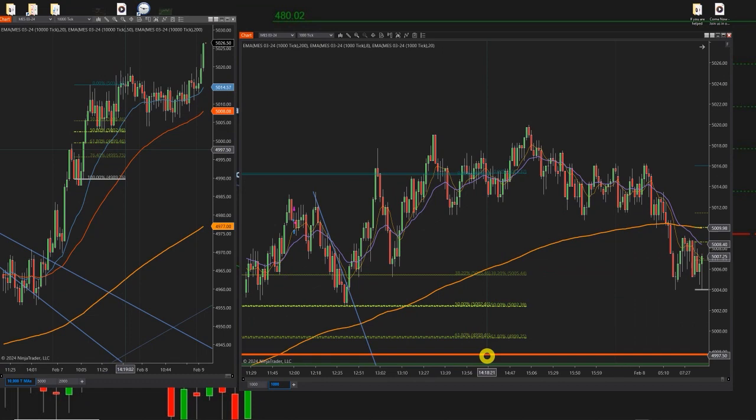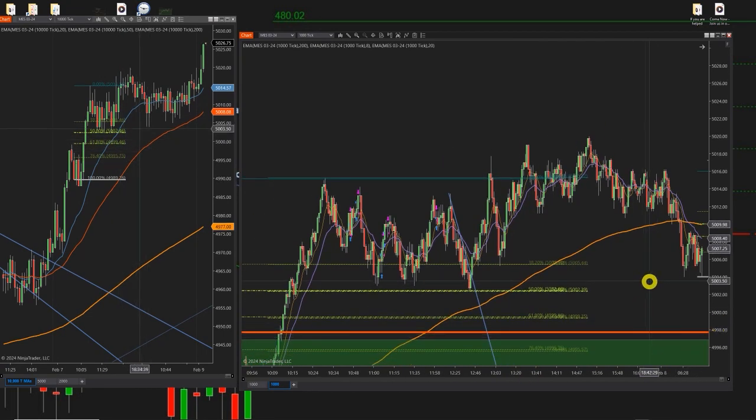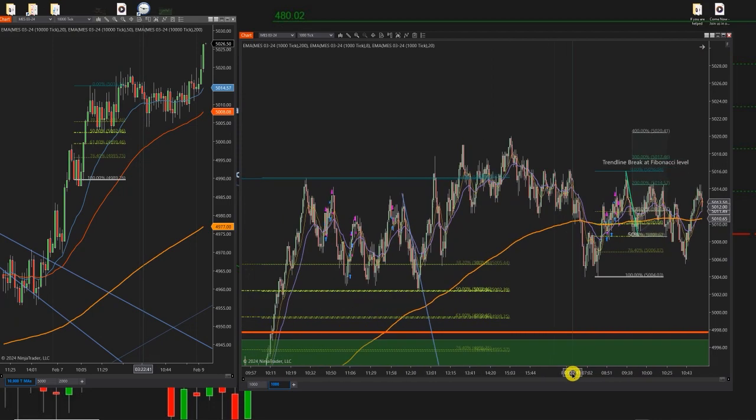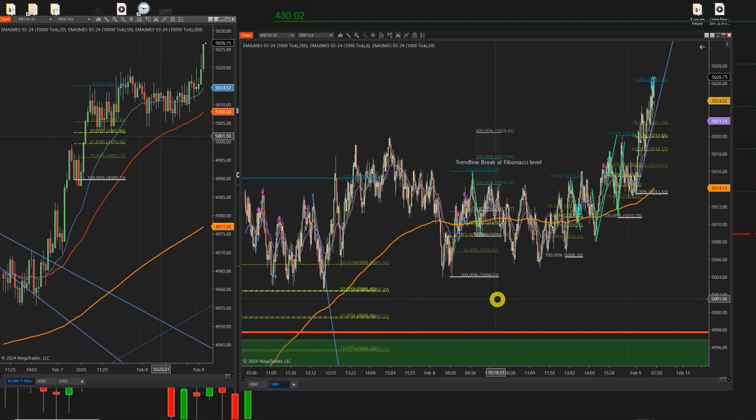So during this chop period right here, which was very, very difficult to trade, if we're just using the 1,000 tick chart alone. So what I want to do is look at some opportunities of what would come along if we use Fibonacci and the trend line breaks.